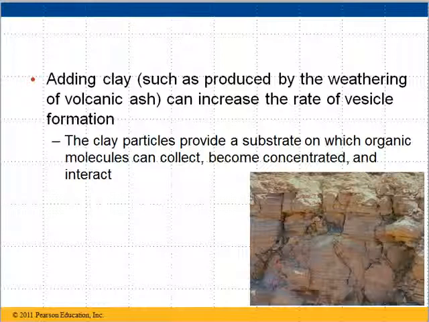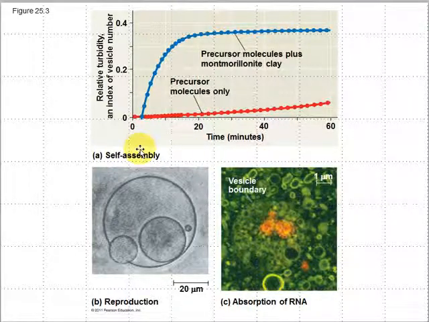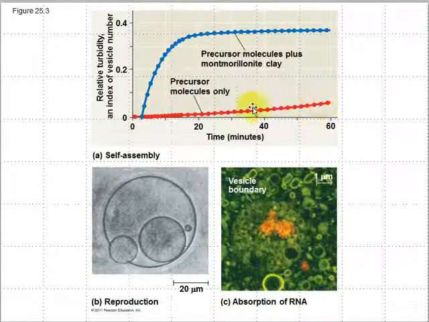So here it's talking about the self-assembly of these vesicles, how they can form, and it talks about how when you only have the little precursor molecules, the formation of vesicles is fairly slow over this time period. But if you add a little bit of this clay material and give it something to attach to, a substrate, the formation of these vesicles increases exponentially at first. It jumps up dramatically before it starts to level out.